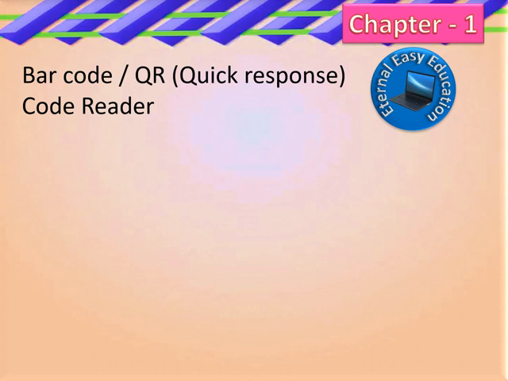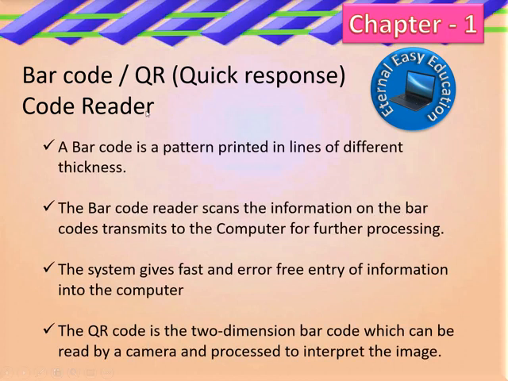Then there is another one, barcode and QR code reader. Barcode, then QR code. QR means quick response. A barcode is a pattern printed in lines of different thickness. A barcode reader scans the information on the barcode and transmits it to the computer for further processing. Those who have gone to a supermarket will know, they bill the items we have taken in that shop using the barcode reader. The system gives fast and error-free entry of information into the computer.